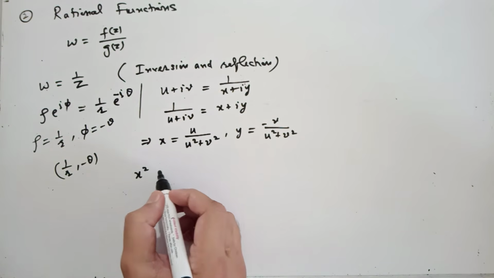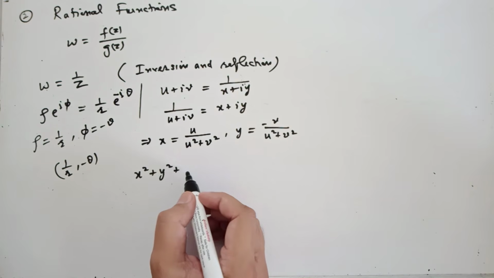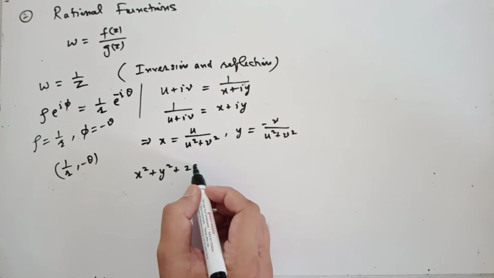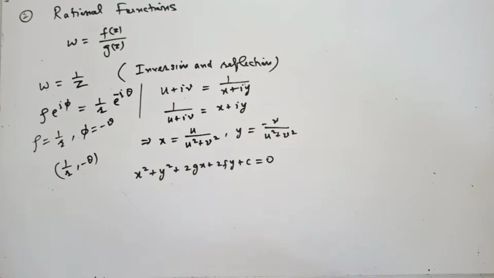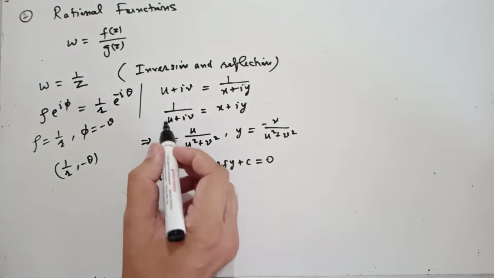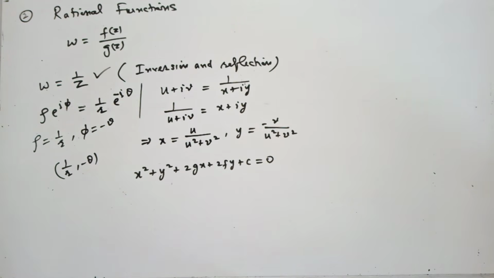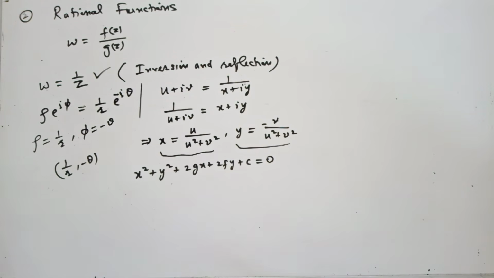Now suppose in the xy plane you are given a circle. I'm writing the general equation of a circle: x square plus y square plus 2gx plus 2fy plus c equal to 0. g, f, c are constants here. You know the center of this circle, minus g, minus f, and the radius also. Now, what is the image of this circle under this transformation? How to find the image? Through the equations of transformation. Convert this equation in terms of u and v using these equations. Whatever you get, that is the image.